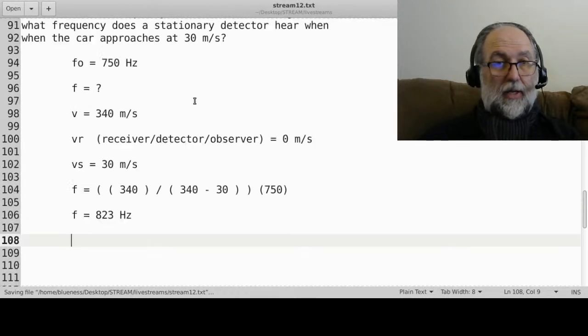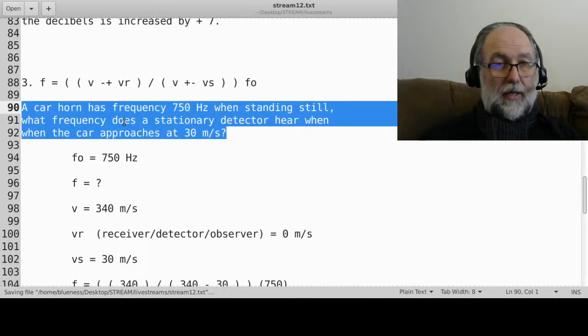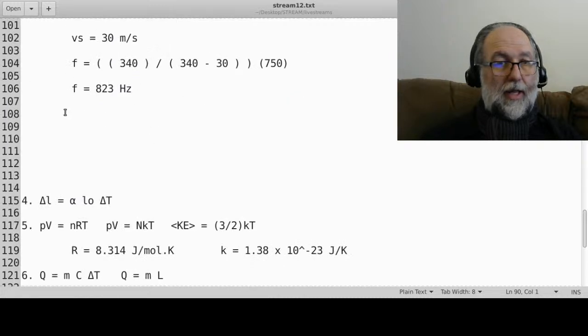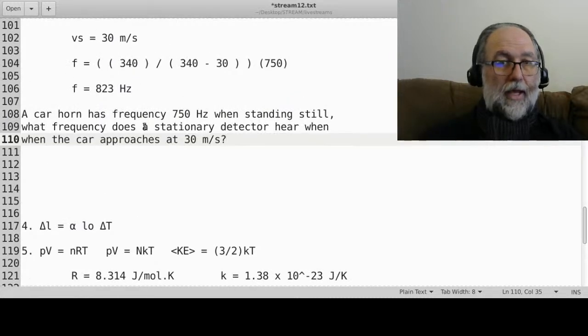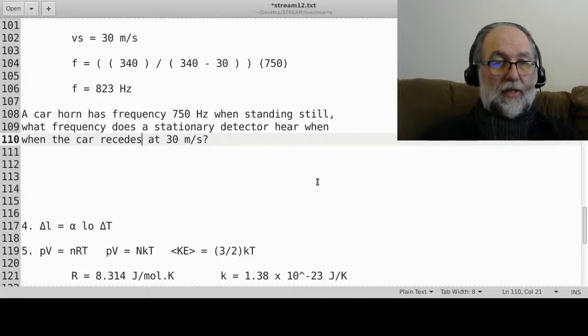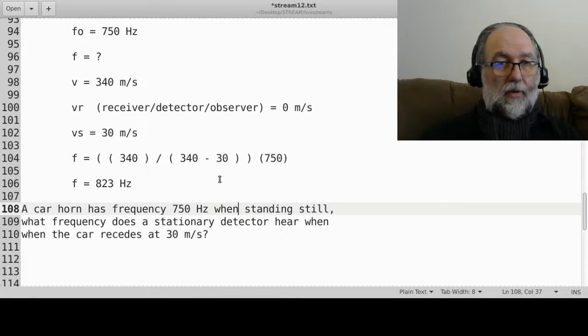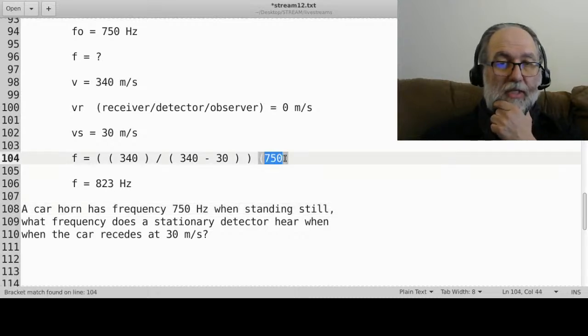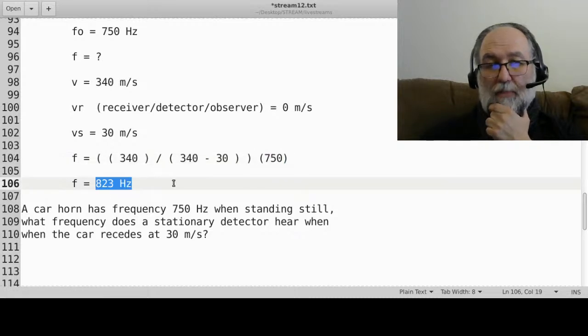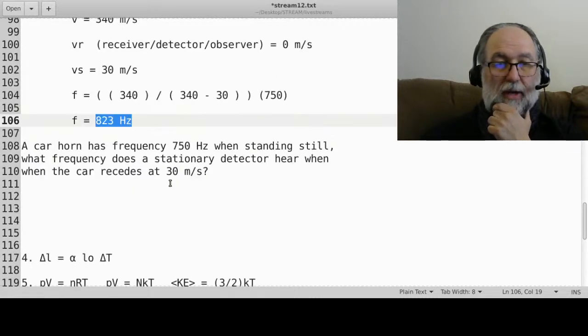Let's change things around a bit. Let's do this problem again, where the car recedes at 30 meters per second. Oh, wait a sec. Yeah, that's right. At the end, ask yourself, does it make sense? Well, you were at 750 hertz and it's approaching, so the frequency has to go up. So 823, that's correct.